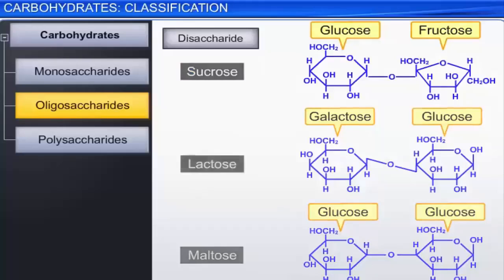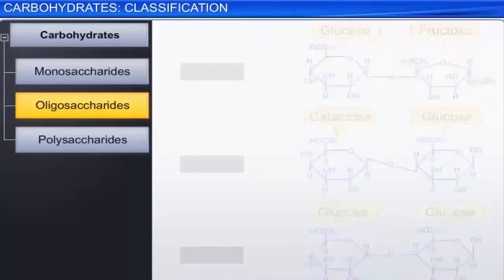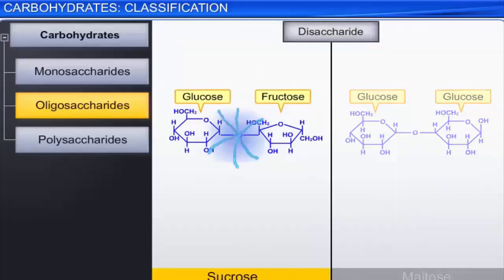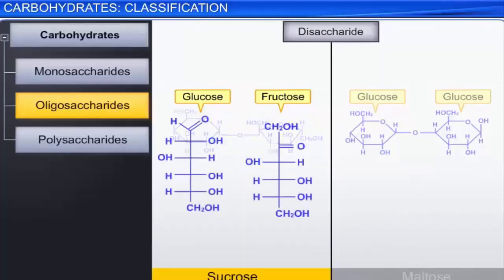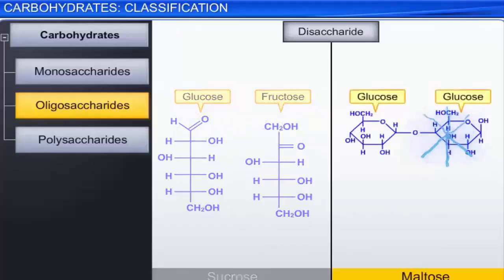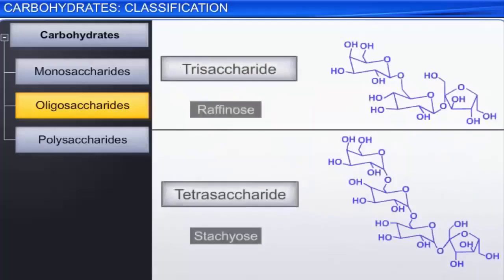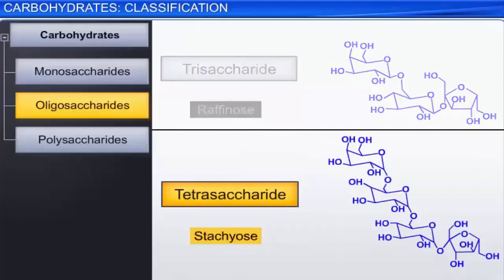Sucrose, lactose, and maltose are examples of disaccharides. On hydrolysis, a molecule of sucrose, commonly called cane sugar or beet sugar, produces a molecule each of glucose and fructose. But a molecule of maltose produces 2 molecules of glucose. Raffinose is a trisaccharide, while stachyose is an example of a tetrasaccharide.